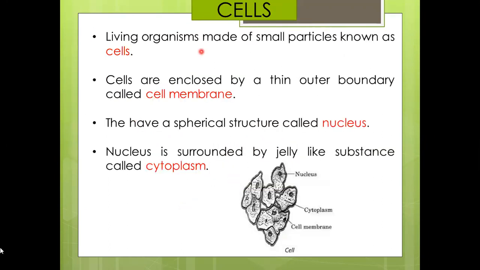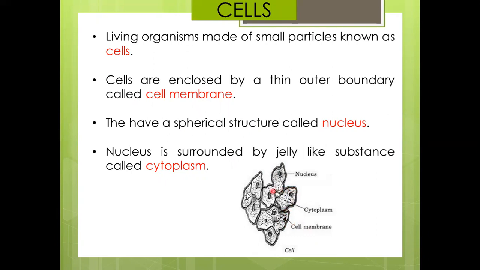Cells. What are cells? Everyone knows living organisms are made of tiny particles known as cells. These cells make up a human being or any other organism. As shown here, this is the diagram of a cell. A cell also has many parts. Cells are enclosed by a thin outer boundary. This thin boundary where I am highlighting is known as the cell membrane.